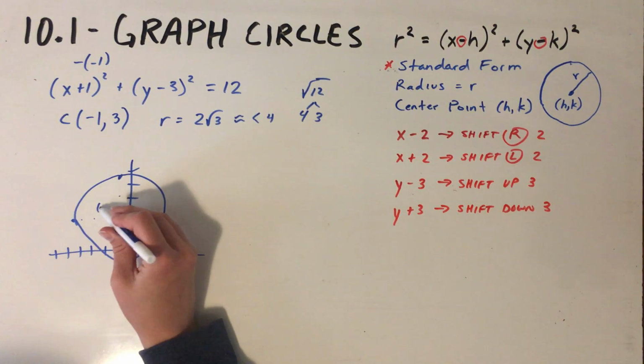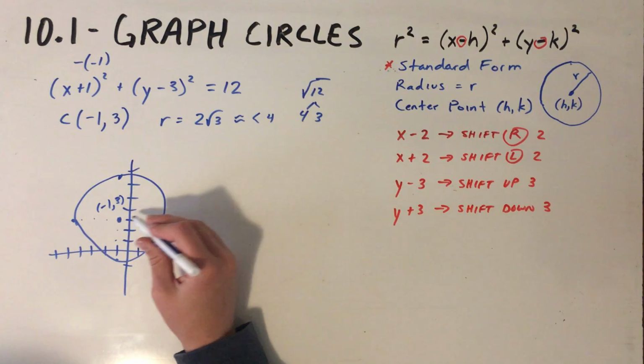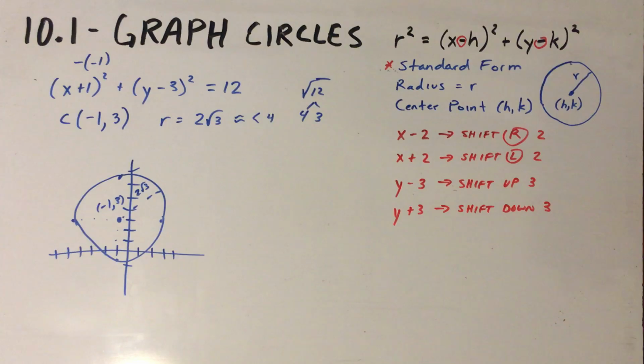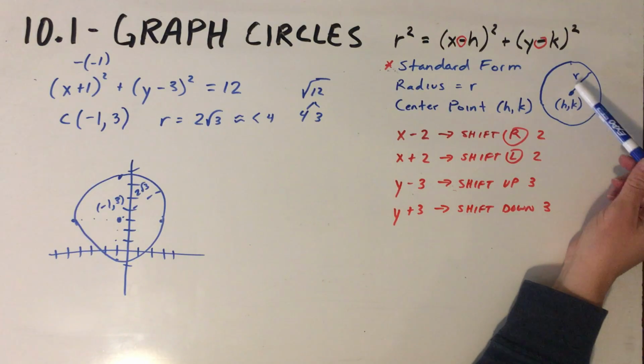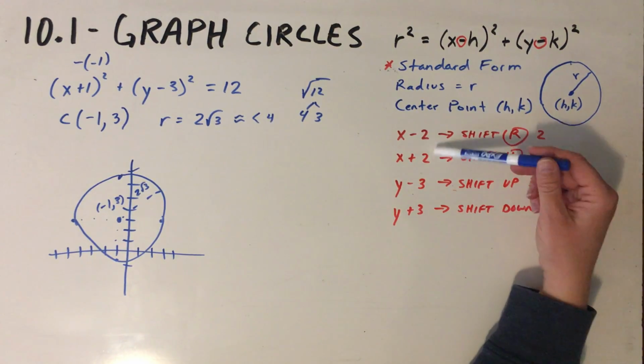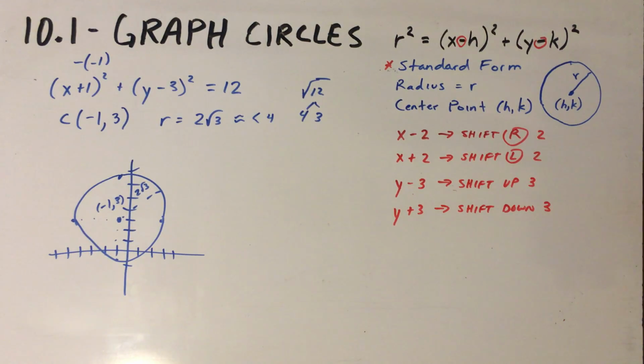All right, but this center point again is (-1, 3), and the distance from here to here is 2 square roots 3, the radius. All right, so this graphing doesn't get any more complicated than this. You just need to remember what r stands for and how to find the center point, and that these shifts shift opposite of what you would think.